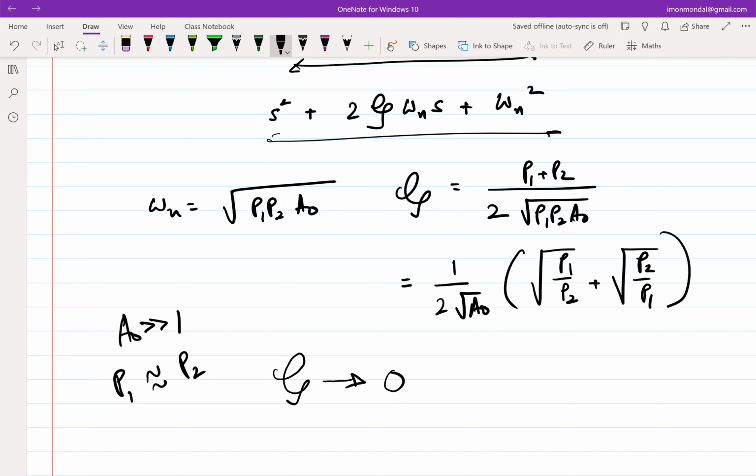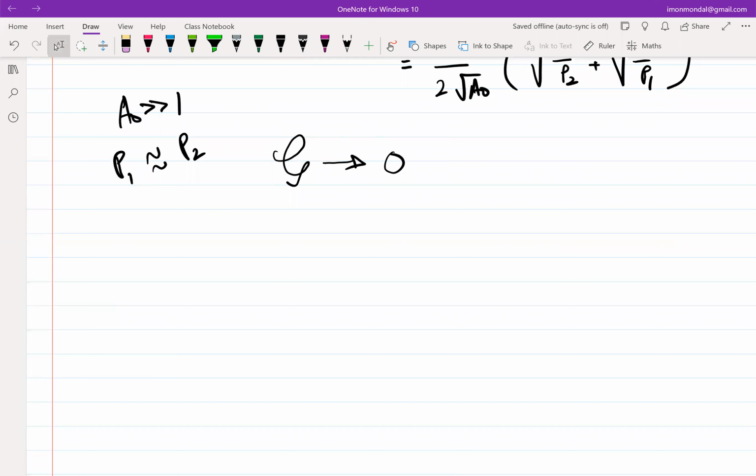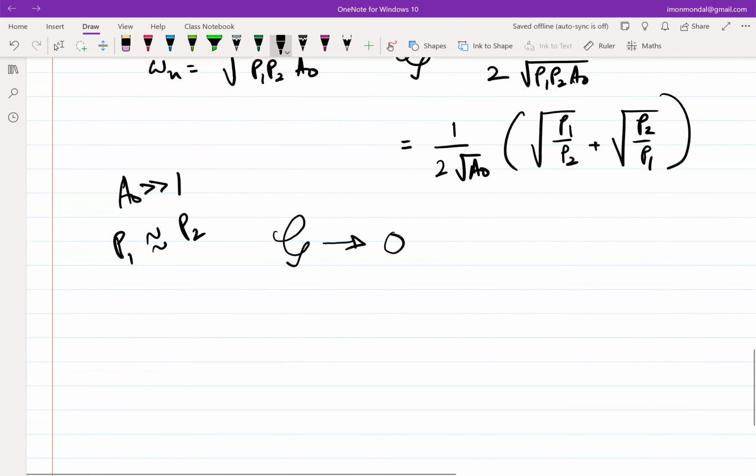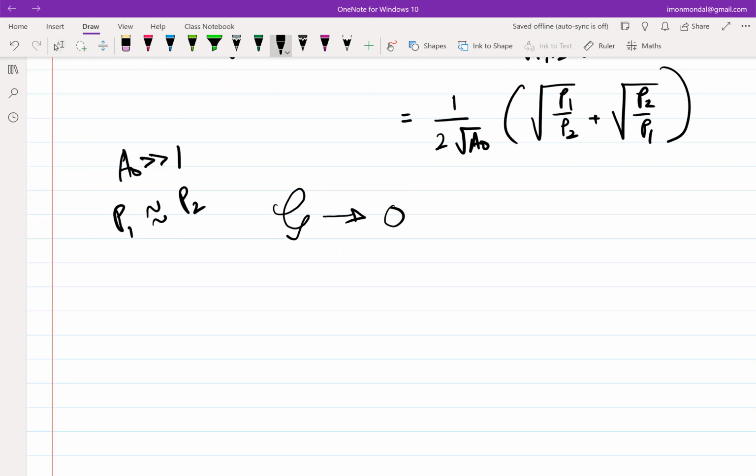Zeta is the damping factor in a second order system. What happens when zeta tends to 0? You get really underdamped kind of expressions, right? Which essentially means that if the open loop transfer function has high gain and two poles close to each other, when you put it in negative feedback, the closed loop transfer function will have very low damping factor, right?